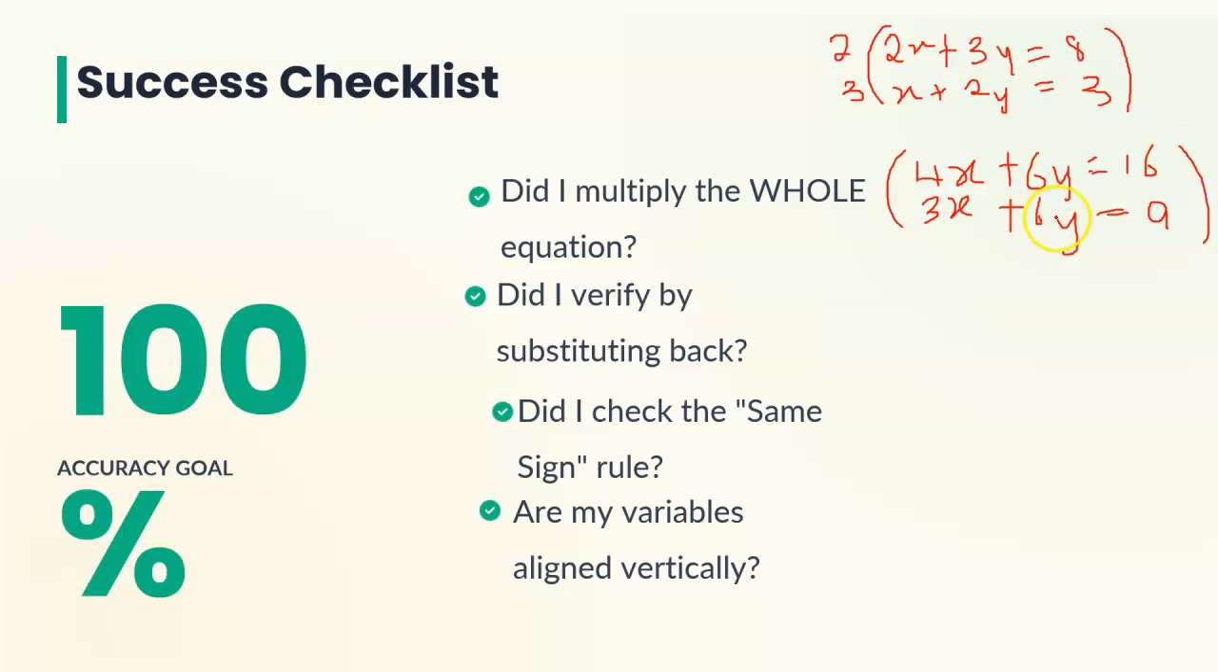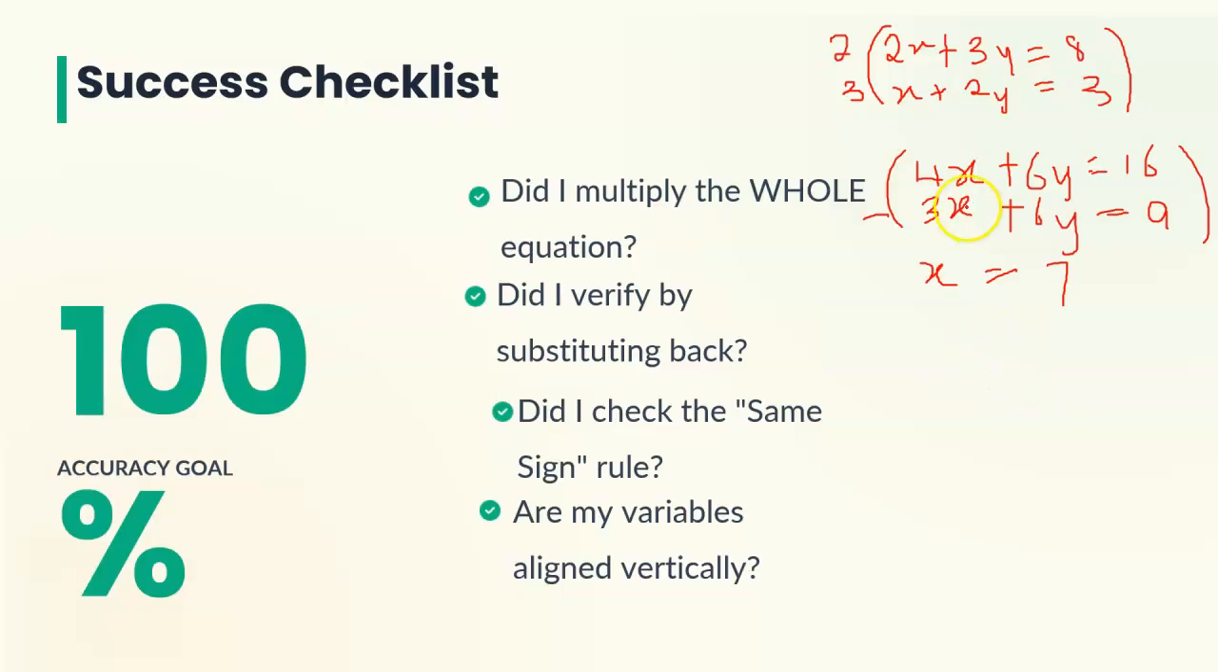Remember, it's the same sign. We say when it is the same sign, subtract. So if I put a minus here, 4x minus 3x will give me x. Then 6y minus 6y becomes 0. So I've been able to eliminate y. Now, 16 minus 9. What is 16 minus 9? 16 minus 9 will obviously give us 7. So x is equal to 7.